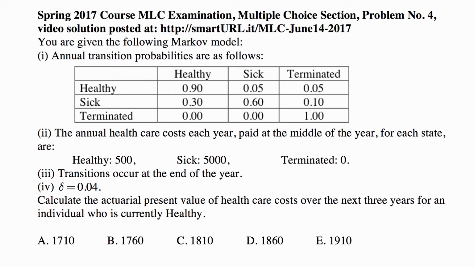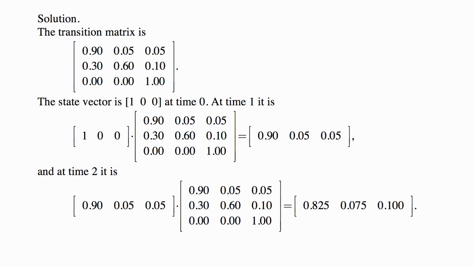Transitions occur at the end of the year. Force of interest delta is 0.04. Calculate the actuarial present value of healthcare costs over the next 3 years for an individual who is currently healthy. So this information that we had in the transition probabilities, it's basically a transition matrix. And there are 3 states: healthy, sick, and terminated. And their transition probabilities are in the transition matrix. At time 0, the person is known to be in state of being healthy, so the first of the 3 states, with probability 1, and then with probability 0 in other states, that makes the state vector 1, 0, 0 at time 0.